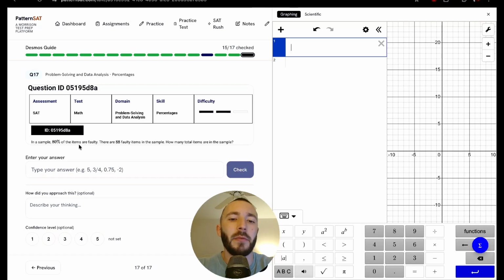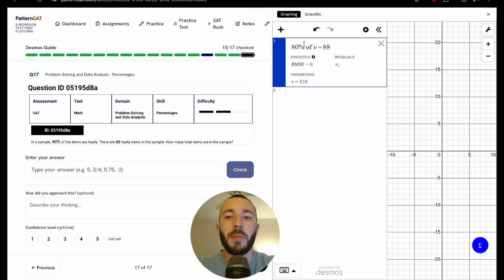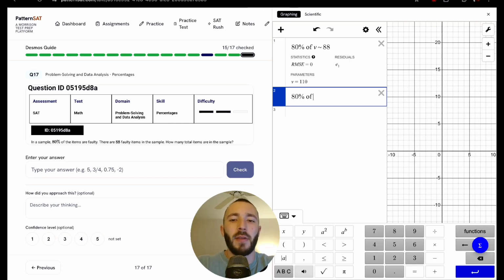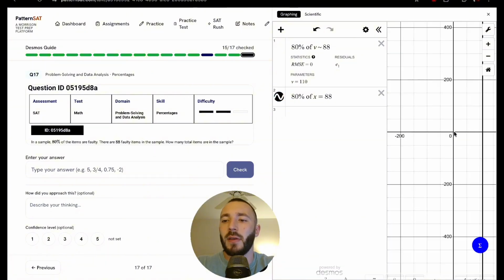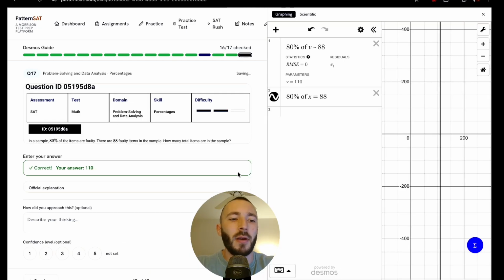80% of the items. Okay, we're trying to find how many total items there are. So 80% of items, let's call it V, is 88. Sorry. So the number of items is 110. 80% of some number is 88. That number must be 110. By the way, you could also do this with graphing. 80% of x equals 88. If we zoom out enough, we should see 110 right here. This is graphed along 110, so that's going to be my answer.